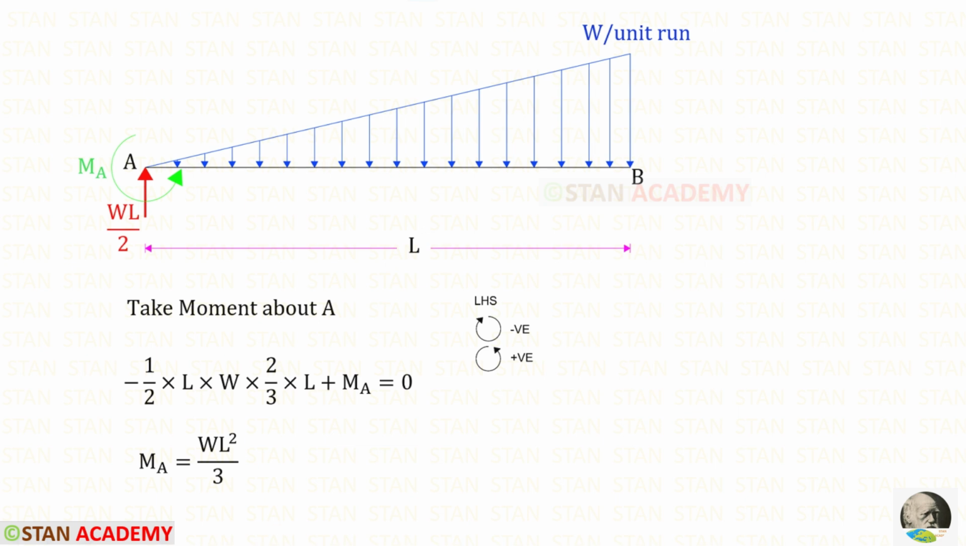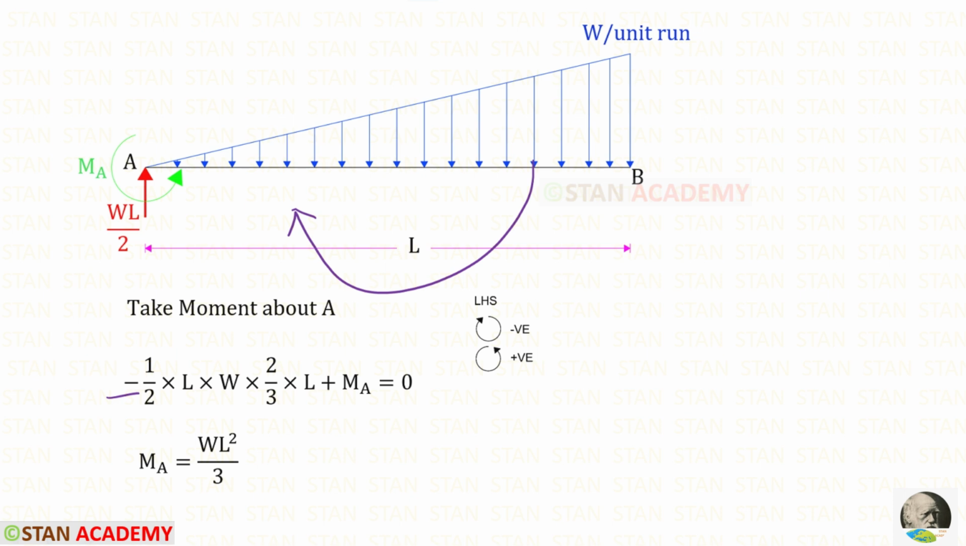Now we are going to find MA. MA will be acting in the anticlockwise direction. To find MA, I am going to take moment about A from the point B. In this case, I have to follow the left hand side rule: clockwise will be negative and anticlockwise will be positive. The UVL is acting in the clockwise direction, so it will be negative.